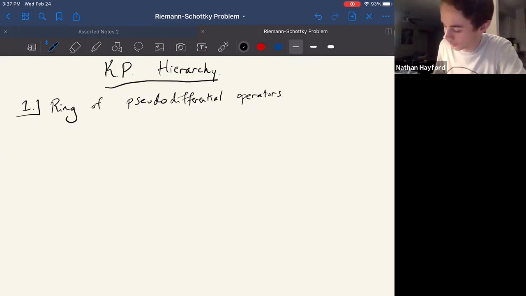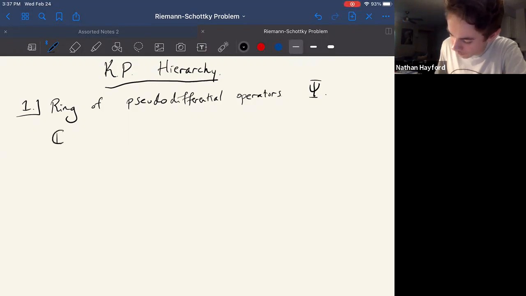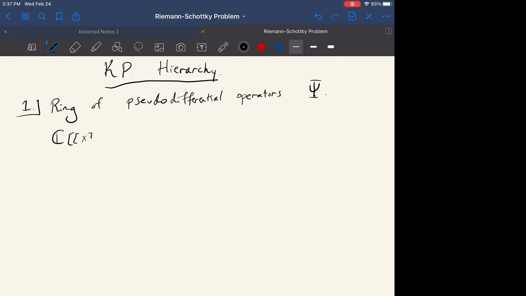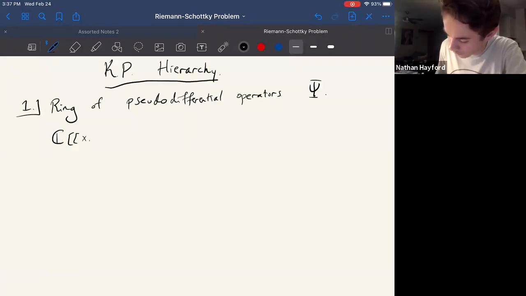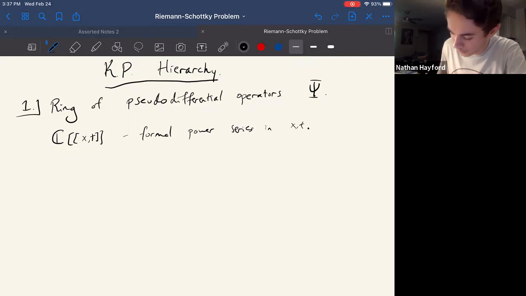So the ring of pseudo-differential operators, I'm going to denote by Psi, and I'll explain what they are right now. I consider the ring of formal Laurent series, sorry, formal power series, in the variables x and t. And I consider the collection of first differential operators, D. These are a set of linear differential operators.